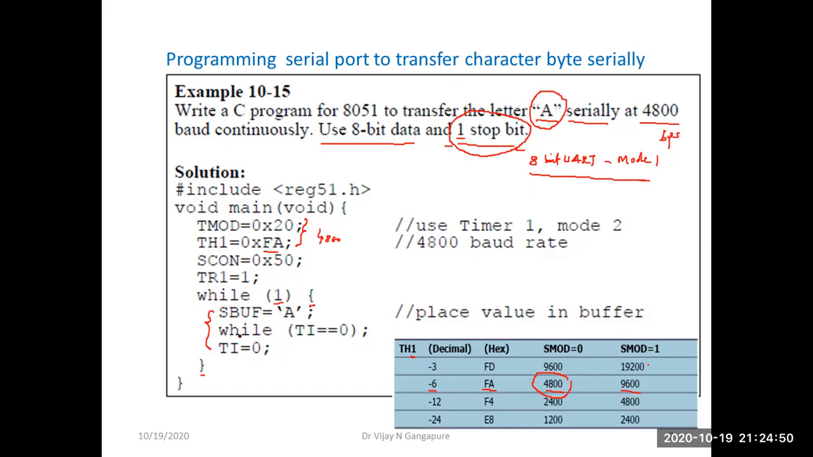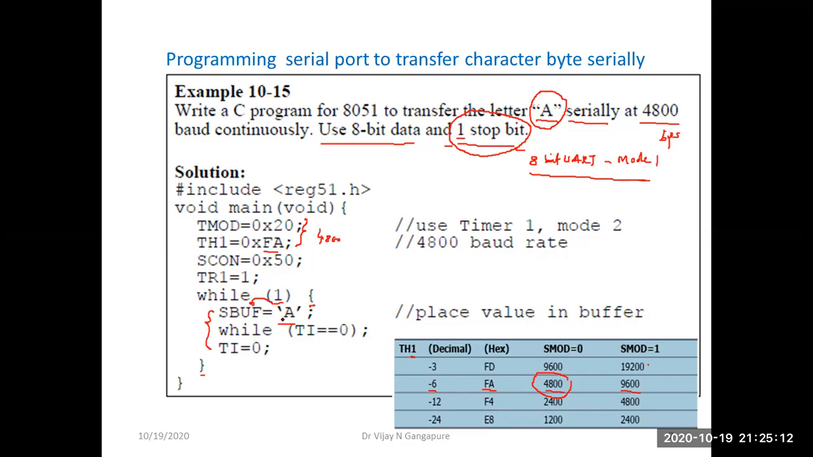Okay, so what is written here? See, SBUF is equal to 'A' in single quotes, semicolon. This statement will load the ASCII code of A, that is the character that we want to transmit continuously, into SBUF. Once the ASCII code of A gets written into SBUF, what will happen?